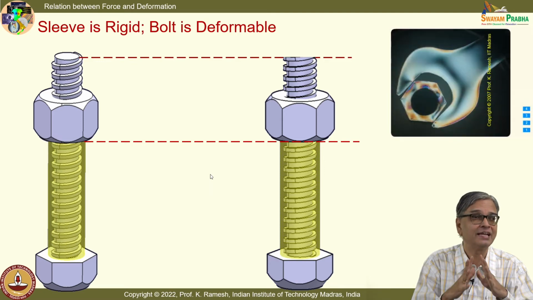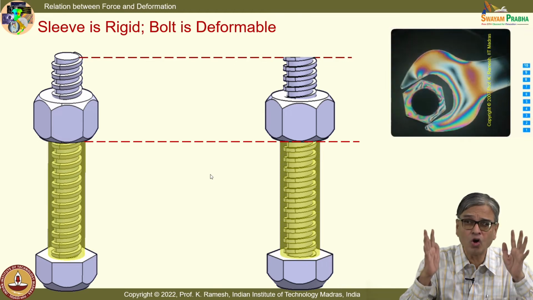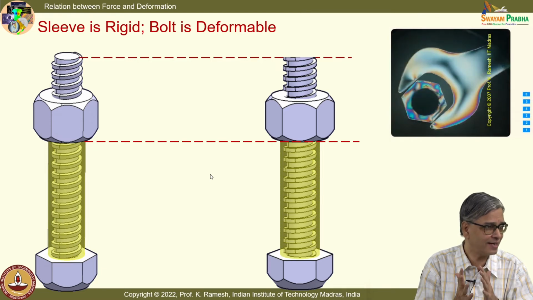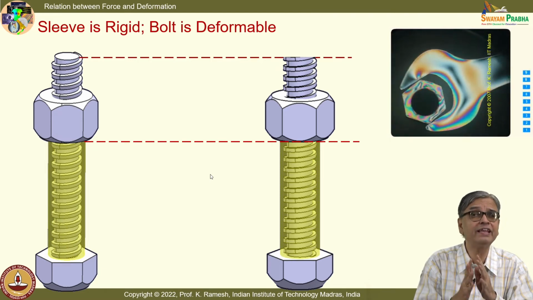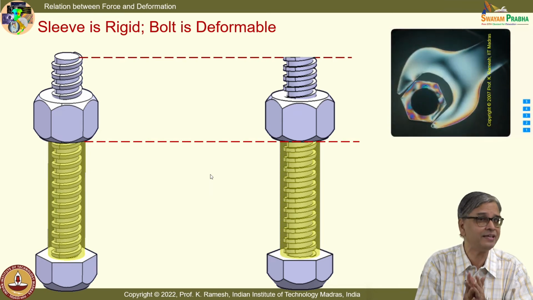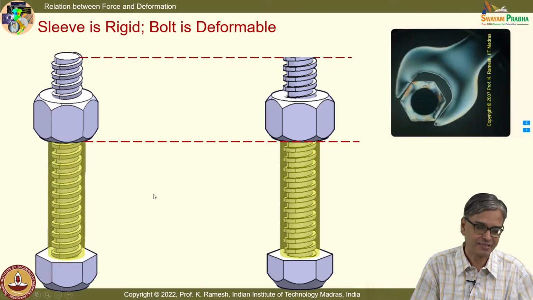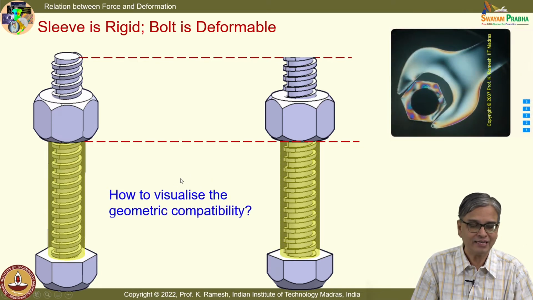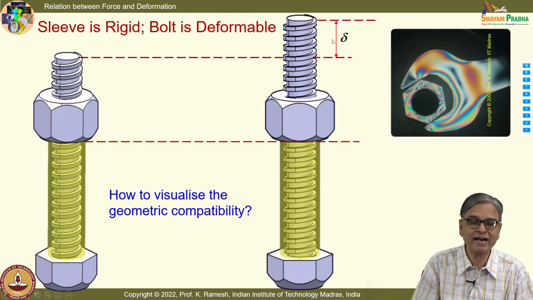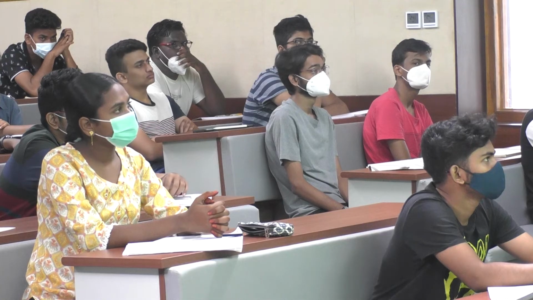Suppose I say the sleeve is rigid, it cannot deform. So, all that movement has to be perceived only in the bolt. Is that right? And I am showing very exaggerated displacement. These displacements will not happen physically. For us to visualize, we should see them as big quantities. So, that is what you see here. The bolt has elongated by a distance delta. Is it convincing to you?